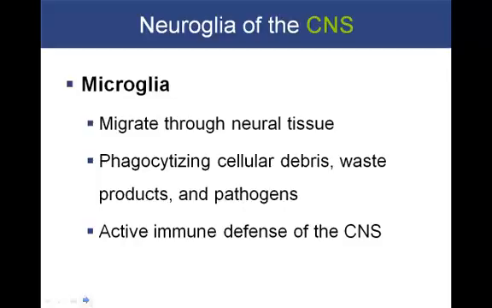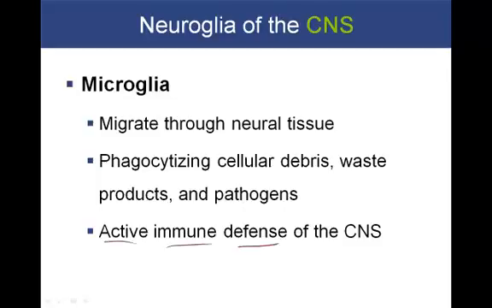The last neuroglia of the central nervous system are the microglia. These cells are roaming phagocytes. They simply migrate through the central nervous system, phagocytizing any type of waste product, debris, or pathogen that may be present. So these are active immune defense cells of the central nervous system.